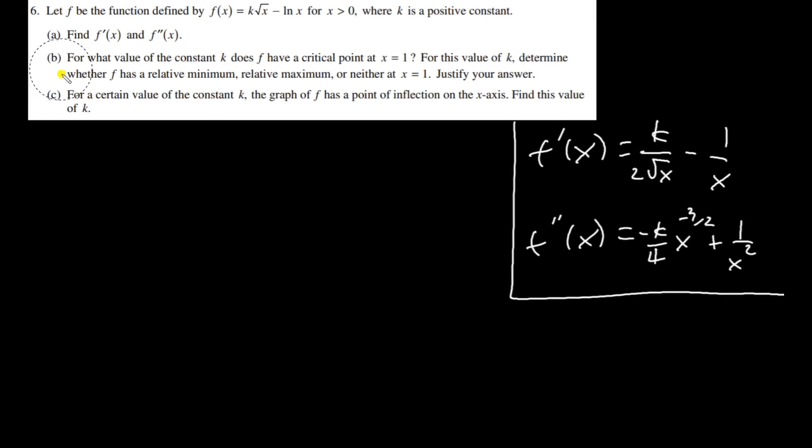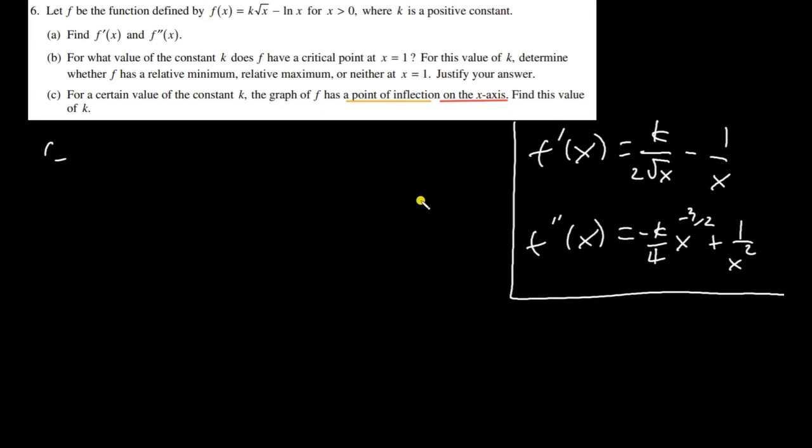Part C, for a certain value of the constant k, the graph of f has a point of inflection on the x-axis. Find this value of k. Okay, so this one was a little bit tricky because they snuck this little thing on the end, on the x-axis, okay? And that made all the difference. So we know two things, all right? There's some value of the constant k, and there's a point of inflection for f, and it's on the x-axis, okay? Those two different bits, point of inflection and x-axis, they give us two different pieces of information, okay?